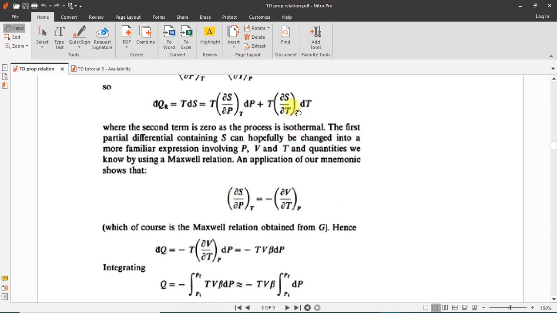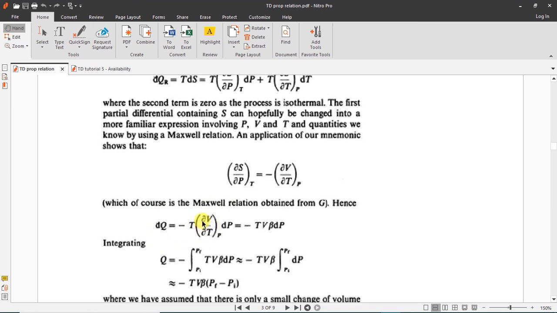Now since the process is isothermal, this dT will be 0. So this term will cancel out. So this is the equation. Now this ∂V/∂T when pressure is held constant is V into beta. Now why it is V into beta, we will see in upcoming lectures. Okay, so this we will see afterwards.